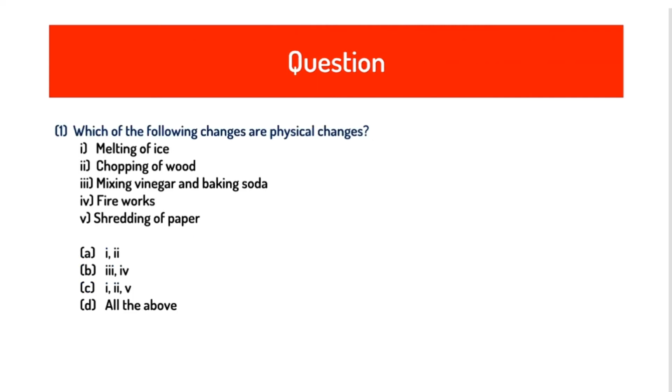Okay, so what are the potential questions that they can test you on in the MCQ context regarding physical and chemical changes? They may give you some changes and ask you to identify whether they are physical or chemical. So you know that melting of ice is physical.